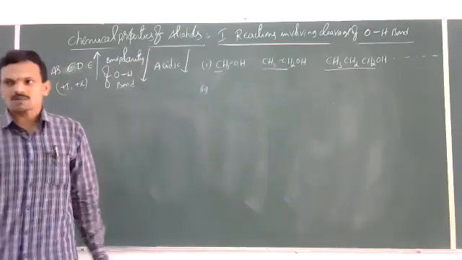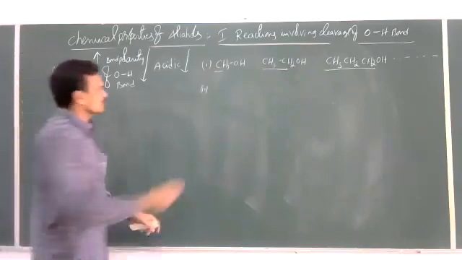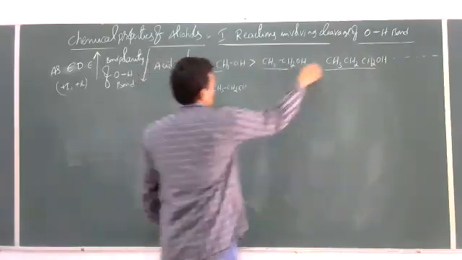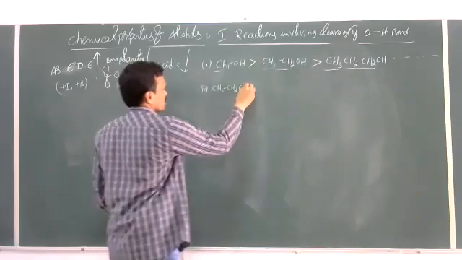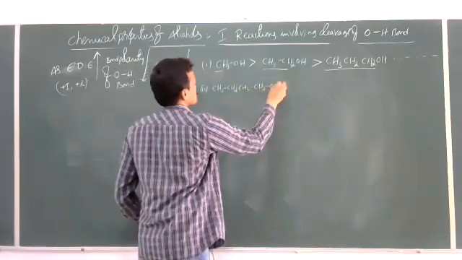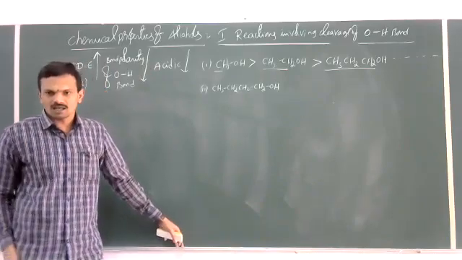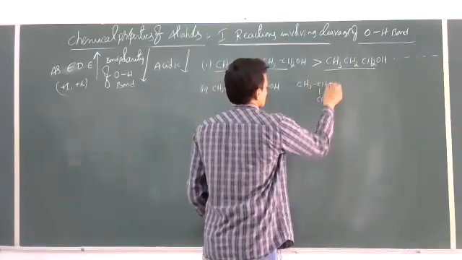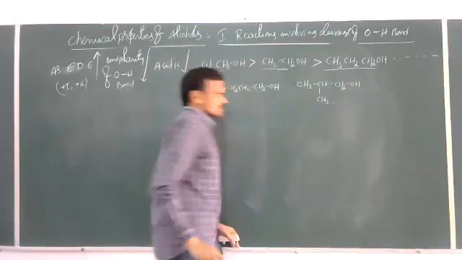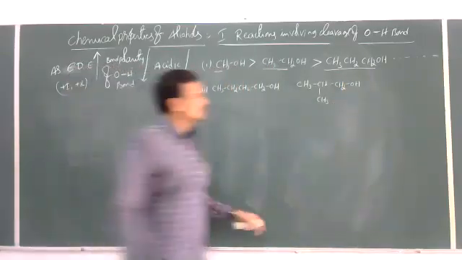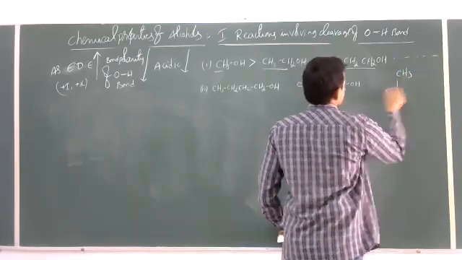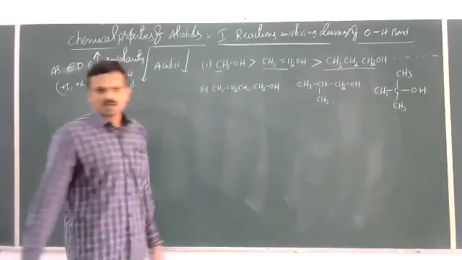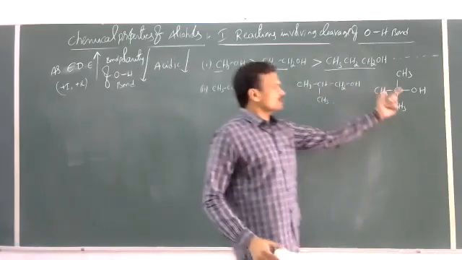Suppose with the same number of carbons you have taken branched chain compounds. For example, CH3, CH2. Now what is the order here? First one greater than second one greater than, and so on. Now here CH3, CH2, CH2, CH2, OH. This is n-butyl alcohol. Now CH3, CH, CH3, CH2OH. This is isobutyl alcohol. One more. Now this is tertiary butyl alcohol. So n-butyl alcohol, isobutyl alcohol, tertiary butyl alcohol.